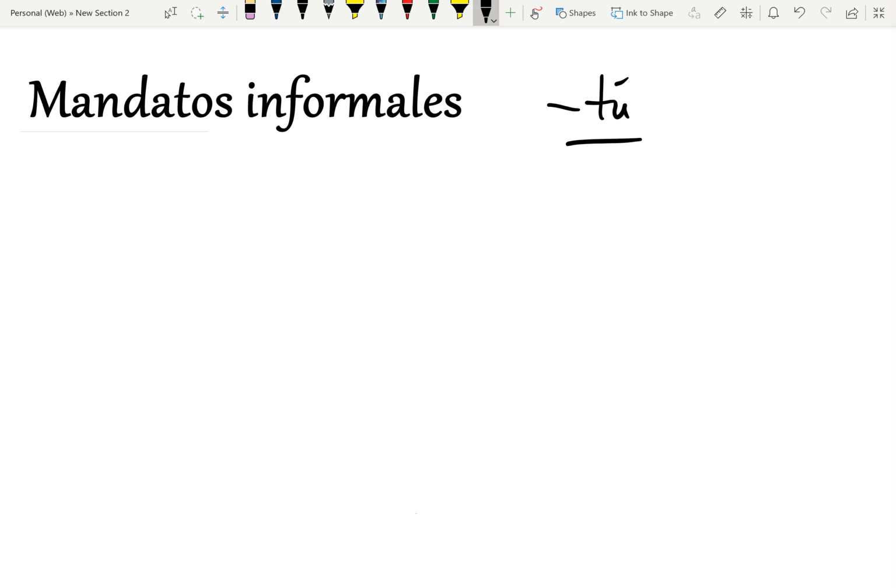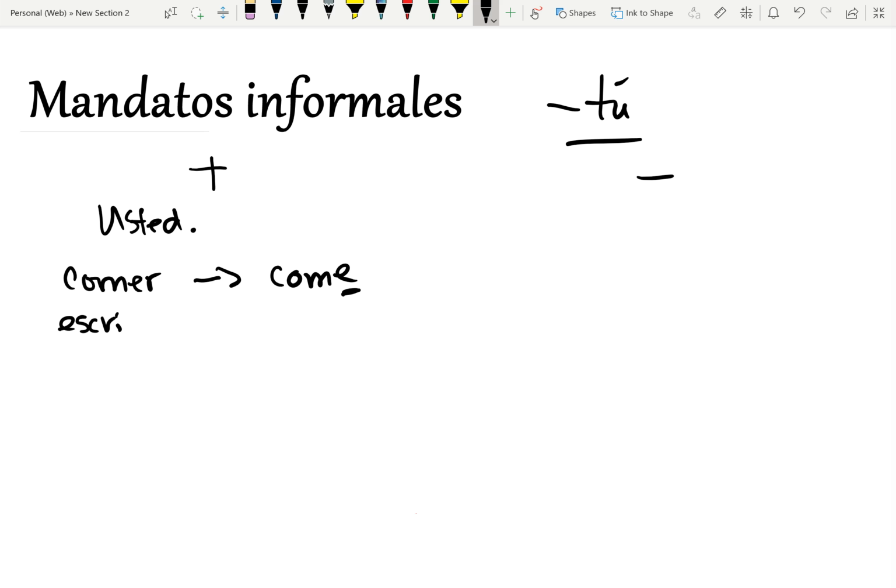So informal commands are a little more complex because they have a positive and a negative. If you're telling somebody to do something, the formation is the usted form of the same verb. This is what I mean by that. So comer, if you're telling your friend to eat their sandwich, you would say come tu sandwich. That's the usted conjugation of the same verb.